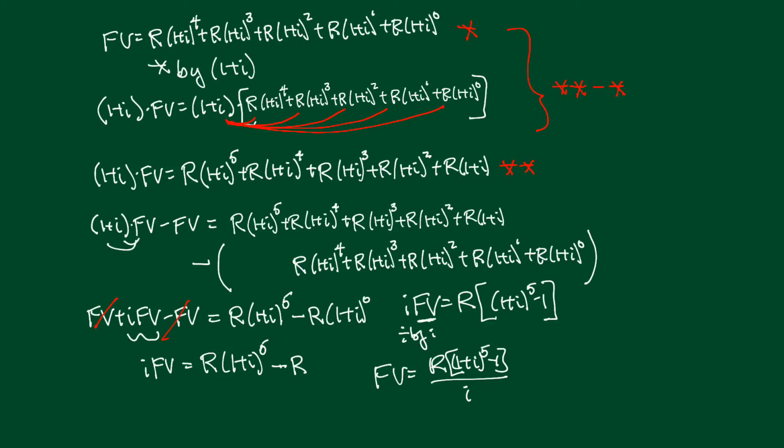And now one more step. What I'm going to do is I'm going to replace the I with R over M. So we will have this. The future value is equal to R, and then what do we have? 1 plus I, but I'll write that R over M. Now instead of to the 5th, let's just do it here. Minus 1 divided by R over M.